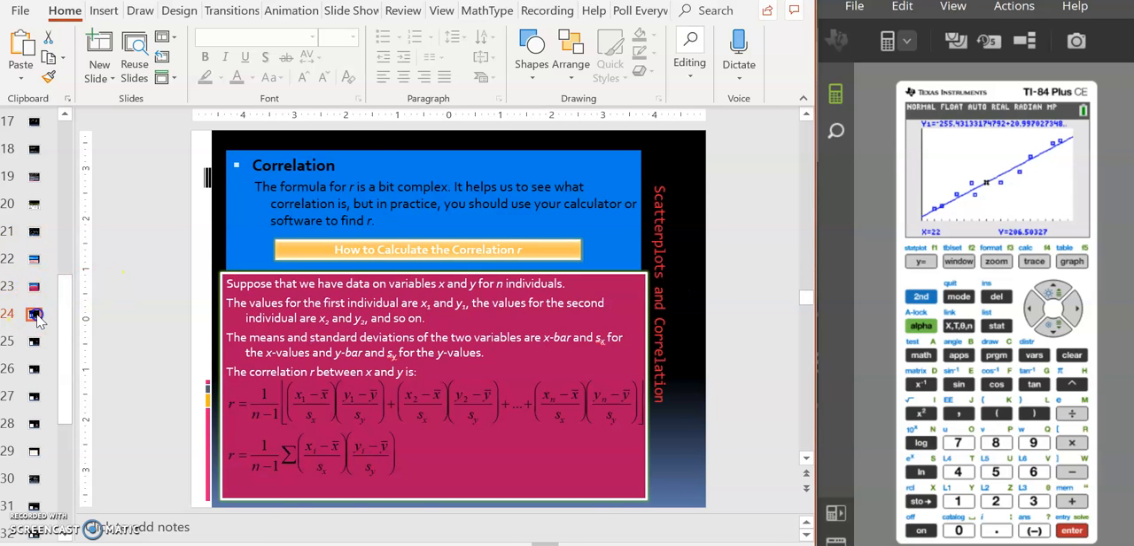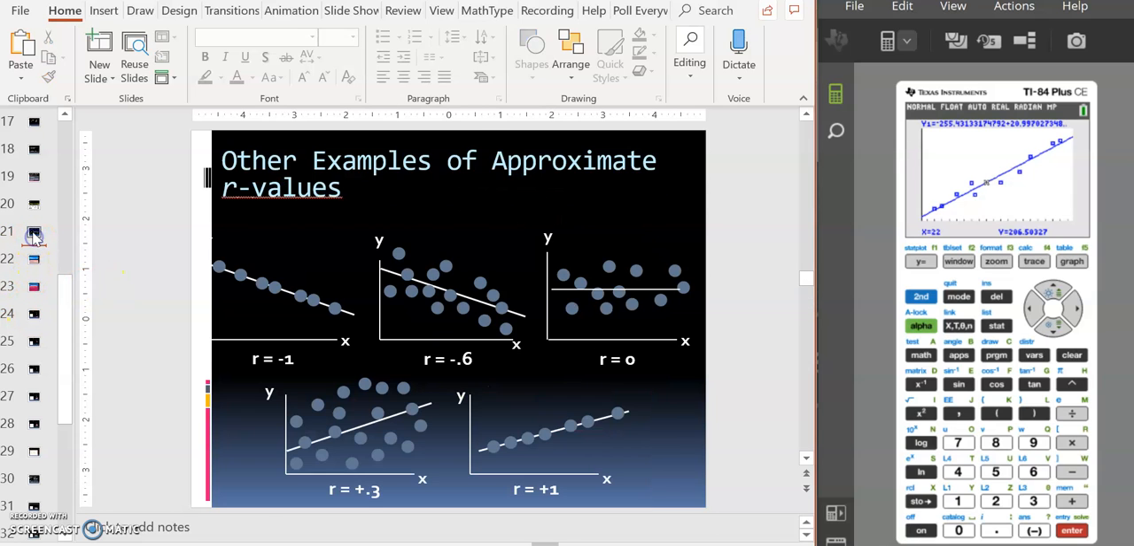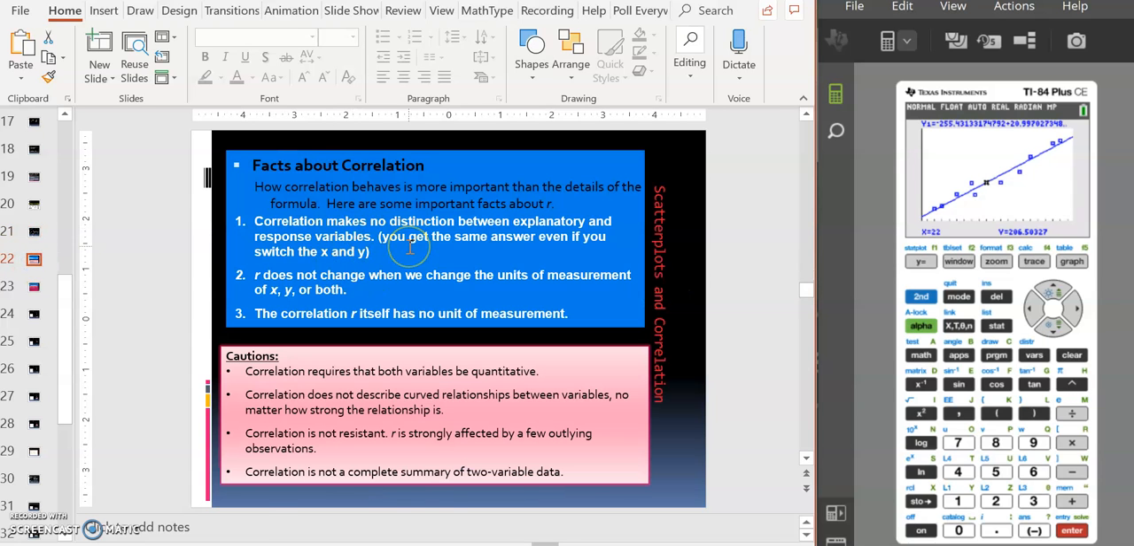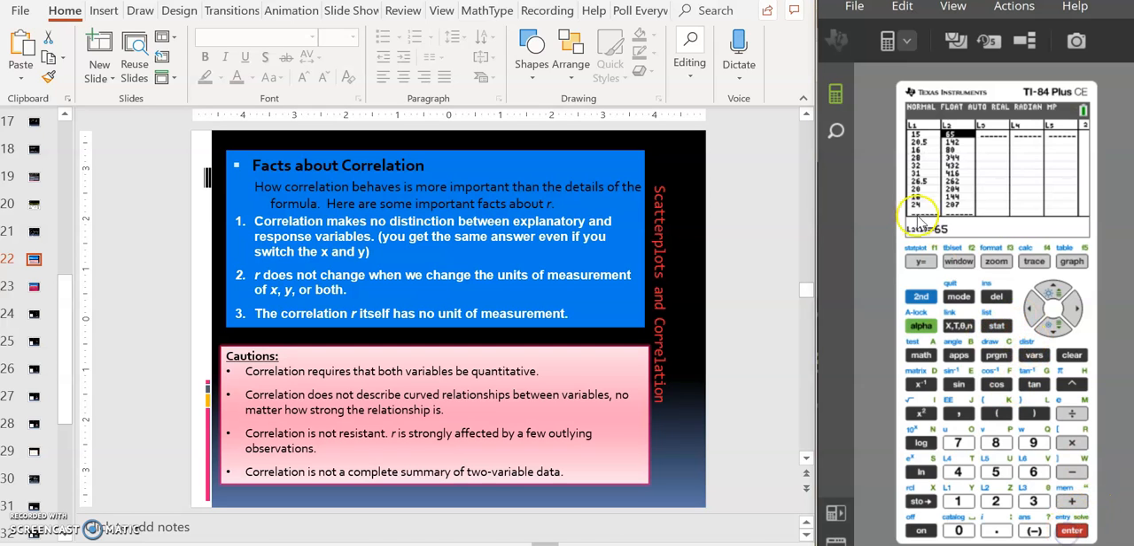Some other key points about an R value. An R value, that strength, is still going to be the same number even if you switch the X and Y. So if you accidentally put the explanatory in the L2 and the response variable in your L1, if we were to switch these around, it's still going to be measuring the strength of that line, so it's going to stay the same. But what will change is your slope and y-intercept.